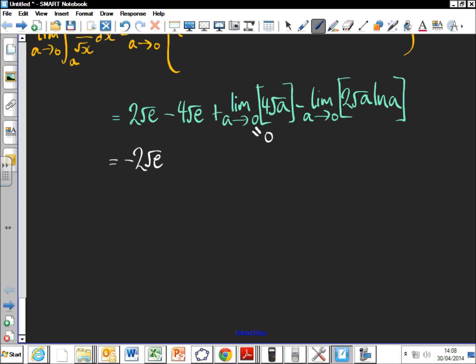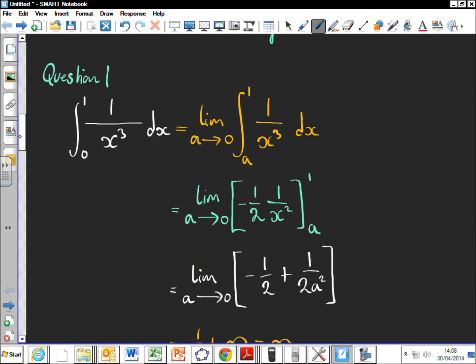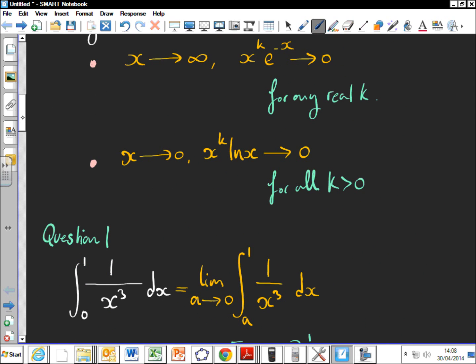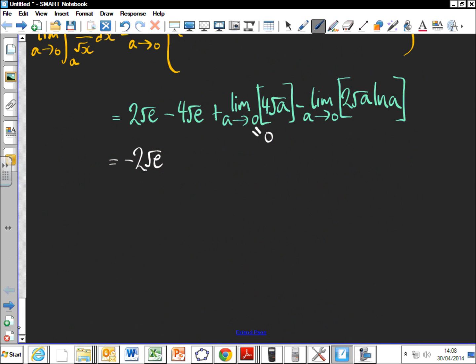Okay. What about this? When a tends towards 0, what happens to 2 root a ln a? Well, this is one of those identities that we said right at the start. One of the results you have to remember: a to the power of something times ln a, or x to the power of something times ln x, tends towards 0. And that's why I said you've got to just remember those ones. So this thing, because it's the same form, can you see? Something times ln something, and we're letting it tend towards 0. This thing equals 0. So the answer is just negative 2 root e. Okay? Not particularly nice on that one, because you've got to do integration by parts. Okay, but that's it.